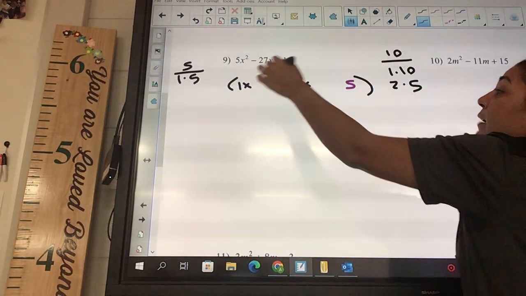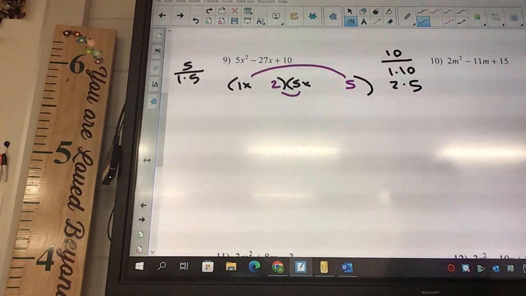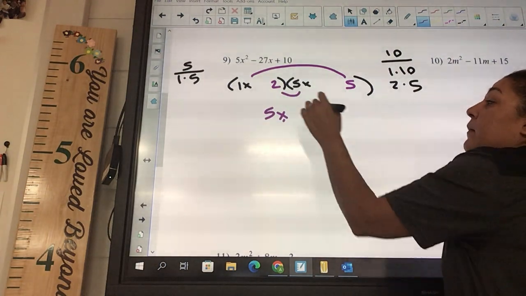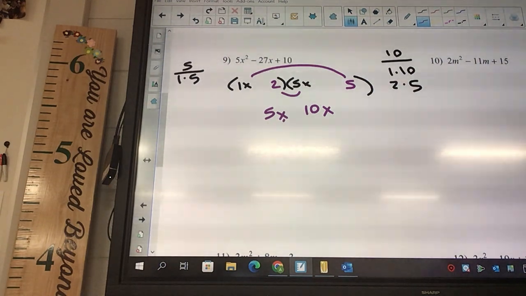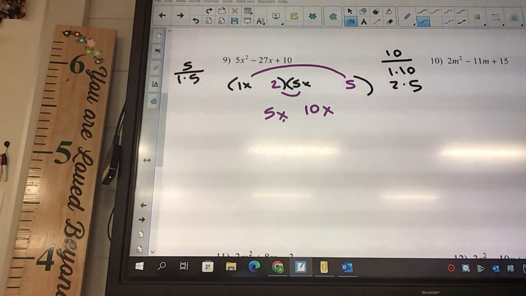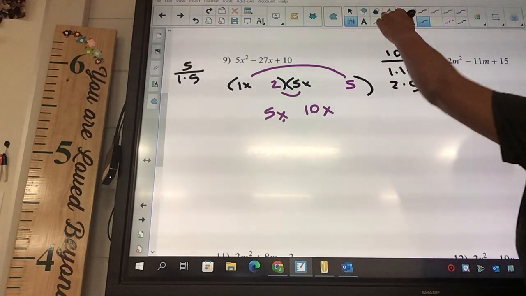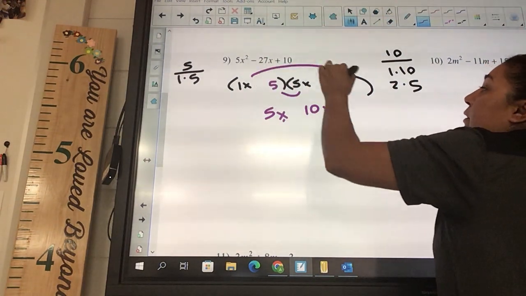Okay, 2 and 5. We're going to check the outer and the inner. 5 times 1? 5x. 2 times 5, 10x. Would a 5 and a 10 give me a 27? No. So what is our next option? 5 then 2. Okay. Do not start flip-flopping around. So this did not work. So we're going to try 5 then 2.